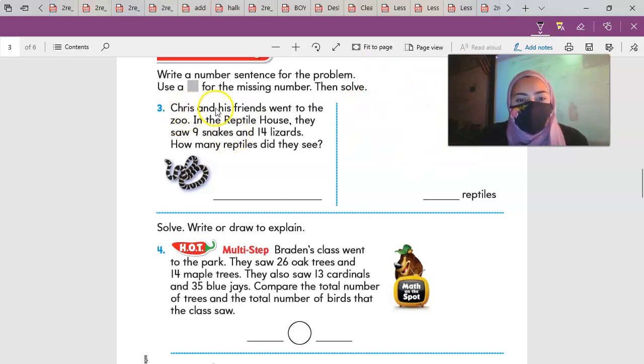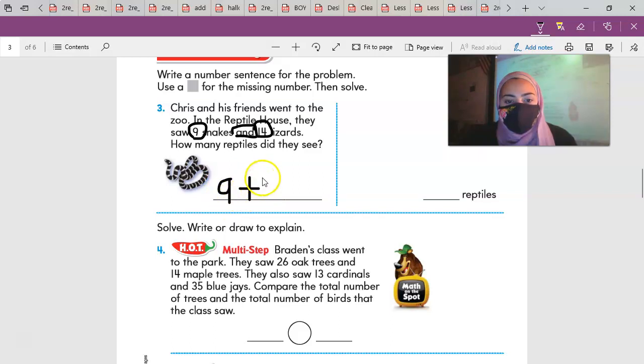So, Chris and his friends went to the zoo. In the reptile house, they saw 9 snakes, and means add, box that, and 14 lizards. How many reptiles did they see? That one's easy. They saw 9 snakes, and means add, 14 lizards. How many did they see equals empty box, because we don't know how many they saw yet, right?